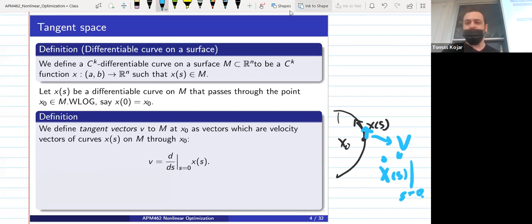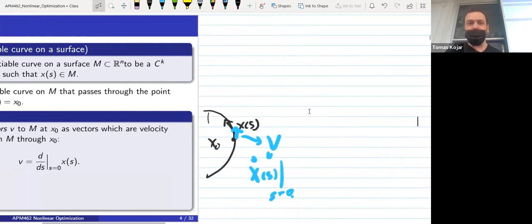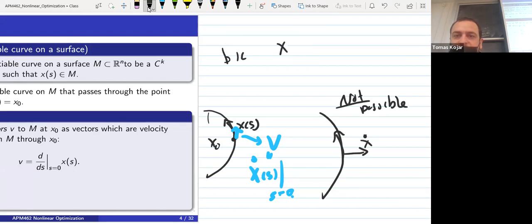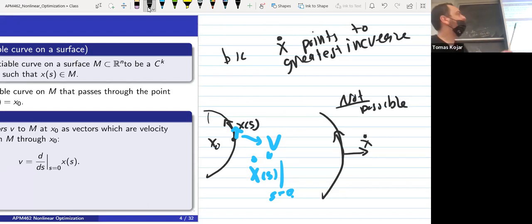Let me show what you cannot have. Because the curve is curving, x dot will not go like this. Not possible. Because remember, x dot points to the greatest increase, and the greatest increase is getting curved inside the surface. That's the definition. I'm not proving anything; that's how it's defined.